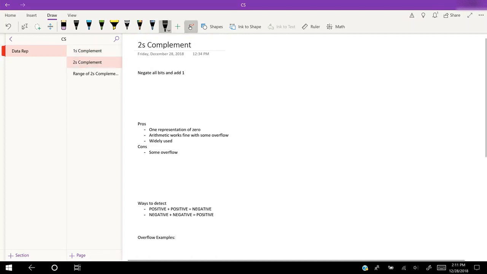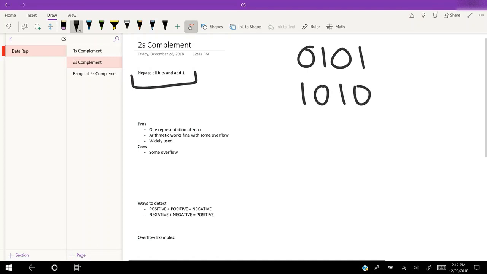Say you have the same number as we used before, which was 5. So you have 0, 1, 0, 1, right? You follow these steps now for two's complement. This is a completely different method than one's complement. So you negate all the bits: 1, 0, 1, 0. Let me just divide these so you don't think I'm using that. And then after you negate, you simply add 1.